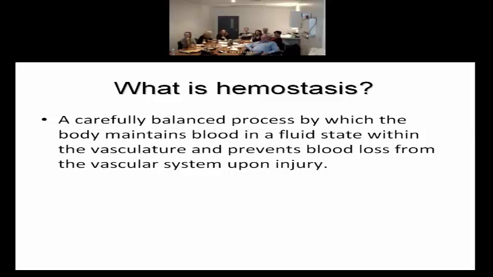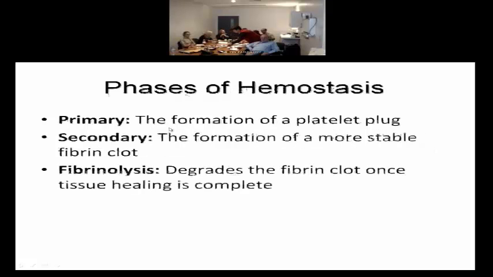So what is hemostasis? Hemostasis is a carefully balanced process by which the body maintains blood in a fluid state within the vasculature and prevents blood loss from the vascular system upon injury. There's three phases of hemostasis: the primary, secondary, and then fibrinolysis as well. During the primary phase, that includes the formation of a platelet plug. The secondary phase includes the formation of a more stable fibrin clot, and fibrinolysis is the degradation of the fibrin clot once the tissue healing has completed.